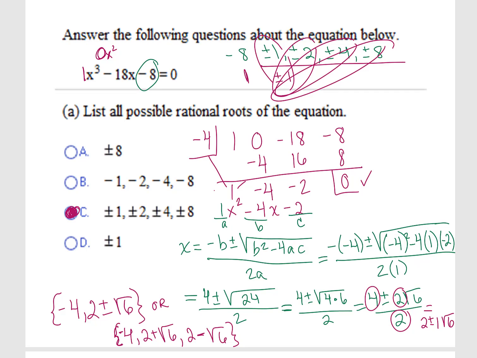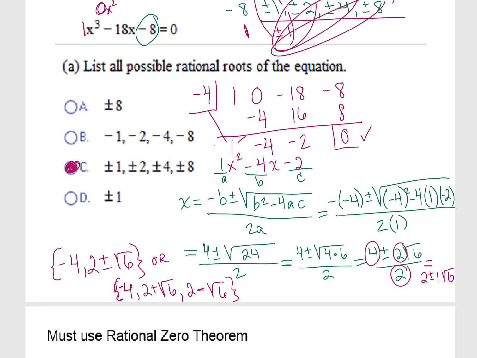So really bringing everything together here using the rational zero theorem for listing all the possible rational roots, and then using synthetic division after we identify one of the rational roots, and then after that using the quadratic formula, so really pulling everything together.